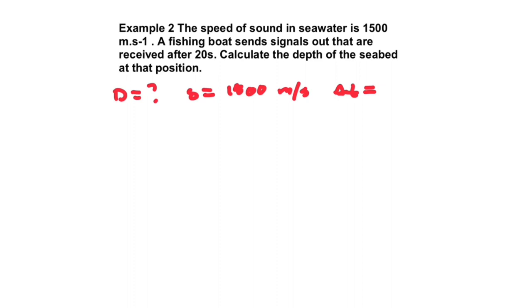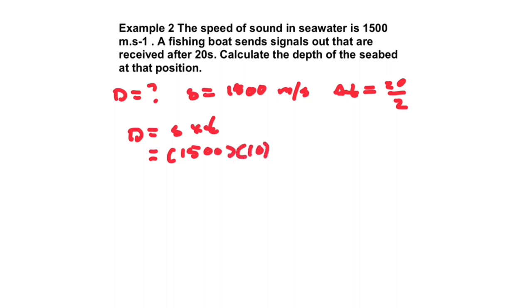So again, we have the same situation as the problem we just solved before. We are given 20 seconds for the entire motion, but we need to divide that by 2. So we're going to have 20 divided by 2. And then the distance will be speed multiplied by time, 1,500 multiplied by 10 seconds. This is 15,000 meters. And just like that, we have the depth of the seabed at that position.